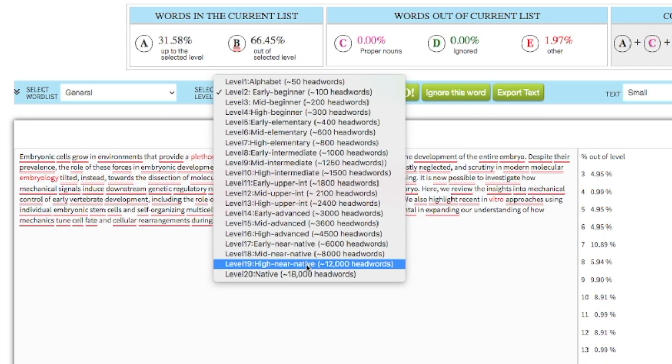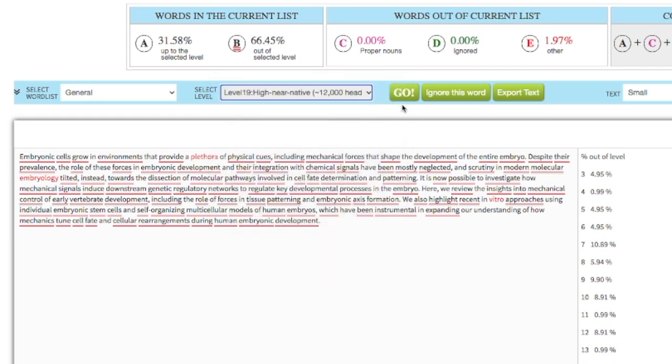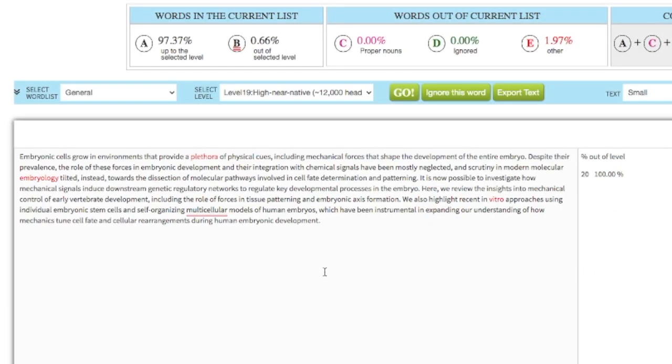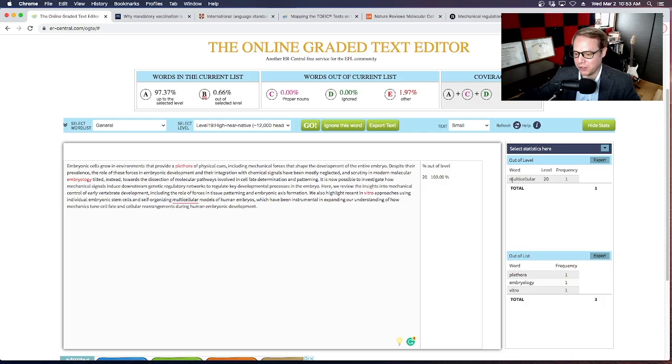But if we went up to high to near native level right here, and this abstract, we can see this would be okay for someone who is at a high to near native level. But you can also pick out the words that would be incredibly difficult for these students.